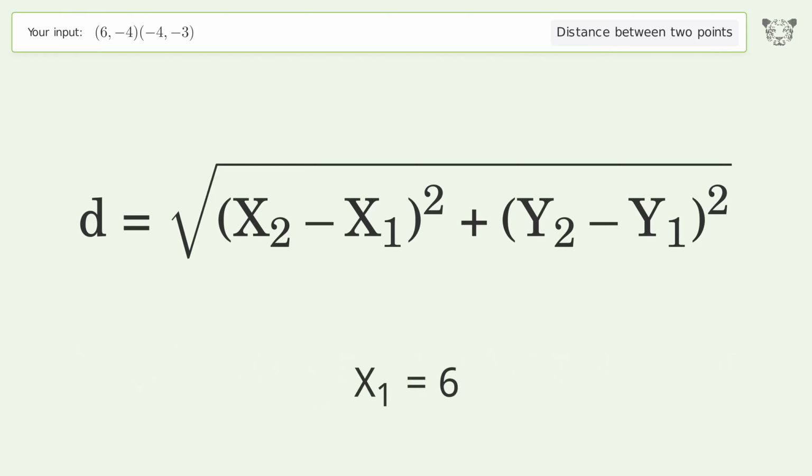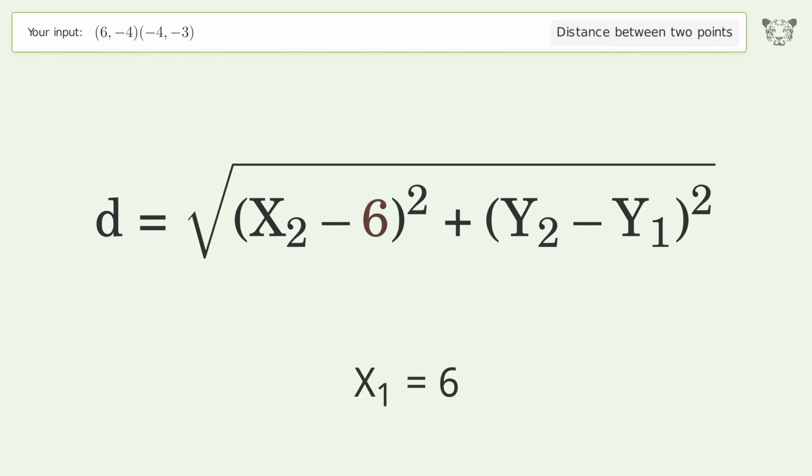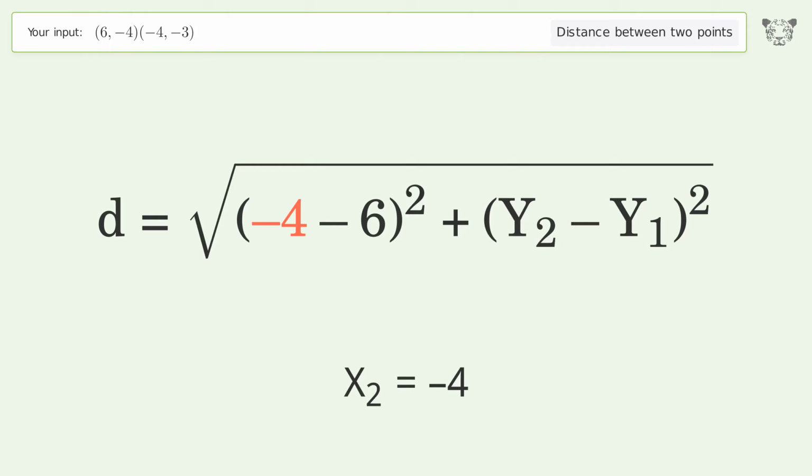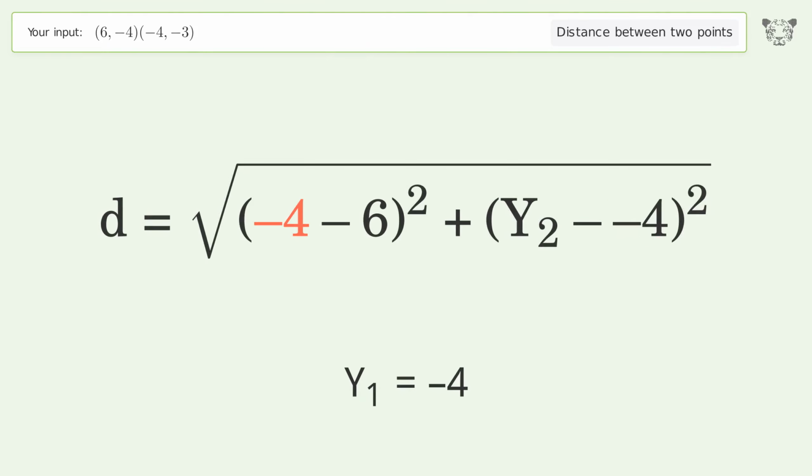x1 equals 6. x2 equals -4. y1 equals -4. y2 equals -3.